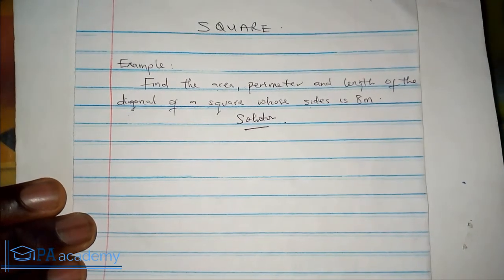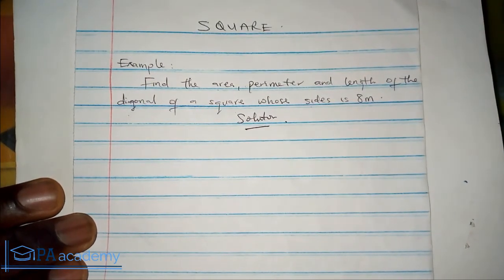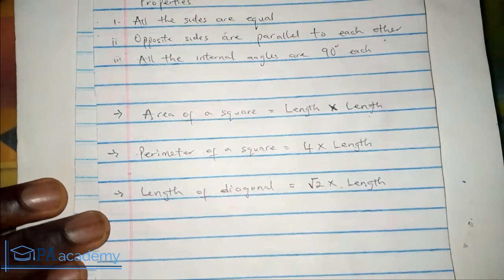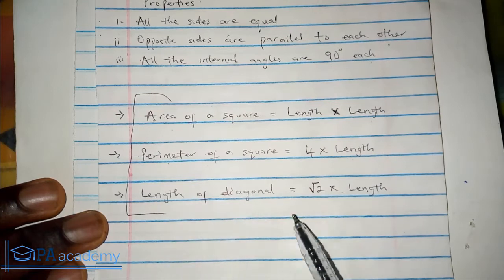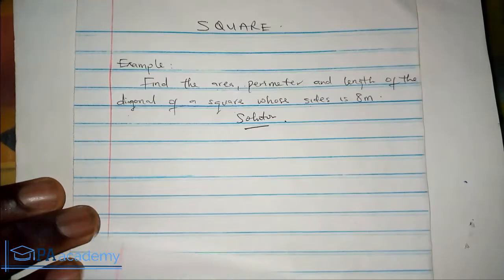I would like you to pause this video and try to attempt this question using these formulas. These are the three formulas you are going to use to get the area, the perimeter, and the length of the diagonal. So attempt it and let me know if you are able to arrive at the answer in the comment section below.